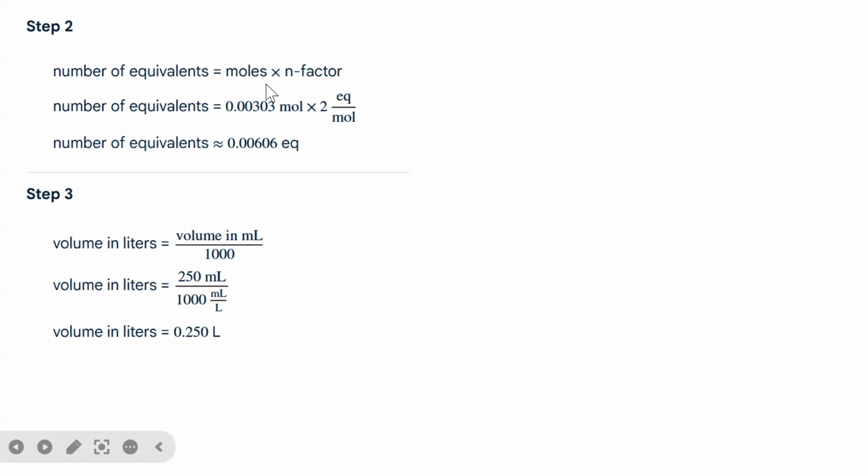After calculating the moles, the next step is to get the number of equivalents, and the number of equivalents is equal to moles times n factor. The moles is calculated as about 0.00303 moles times 2, so we have the number of equivalents as about 0.00606 equivalents. The next thing is to convert the volume to liters, because it is given in ml. So we have 250 ml, we divide it by 1000, and that is why we have 0.250 liters.